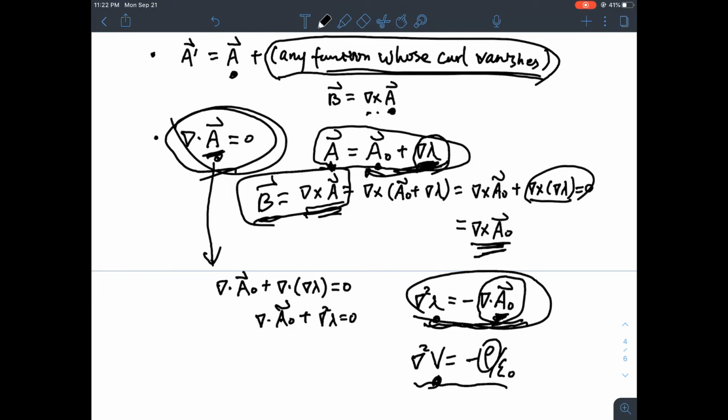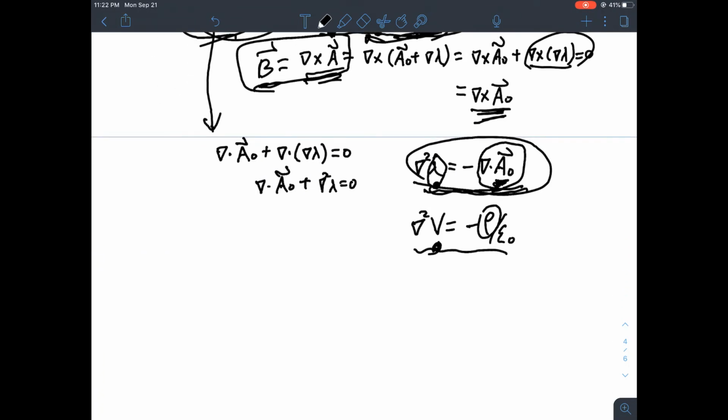You treat this as some charge, you treat it as some potential, and then you can solve this equation to figure out this lambda function. Okay, so we know that to find this V, if it's some charge, we have 1 over 4 pi epsilon 0, integral of rho d tau divided by the cursive r.